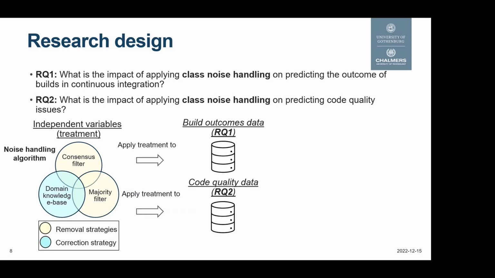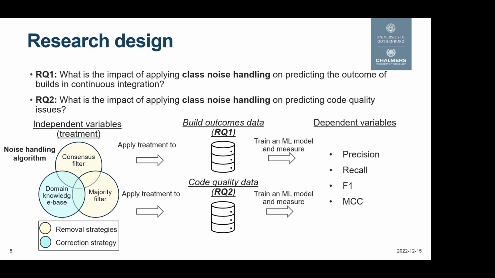So if we apply each variation of these three algorithms to both data sets that we collected, the build outcome and the code quality data set, and then train a machine learning model on this curated version of the data set, do we get a better predictive performance or not? For that, we use four performance measures: precision, recall, F1 score, and Matthews correlation coefficient, to evaluate the effectiveness of those variations.